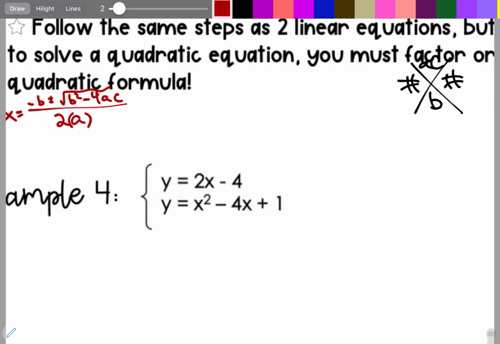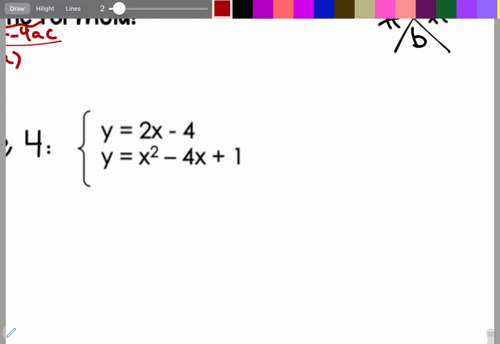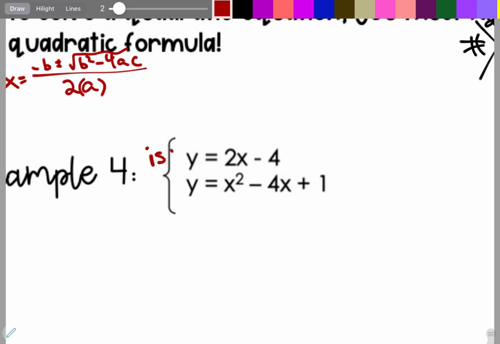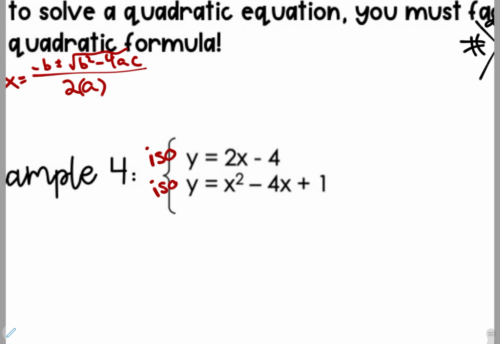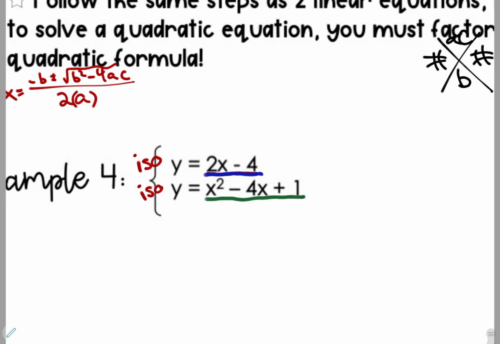But regardless, here's what we have right here for this problem in particular. We're looking for isos. We actually have a double iso right here. Both equations start with y equals. Now, because y is equal to 2x minus 4, and y is also equal to x squared minus 4x plus 1, we have to set these two things equal to each other.